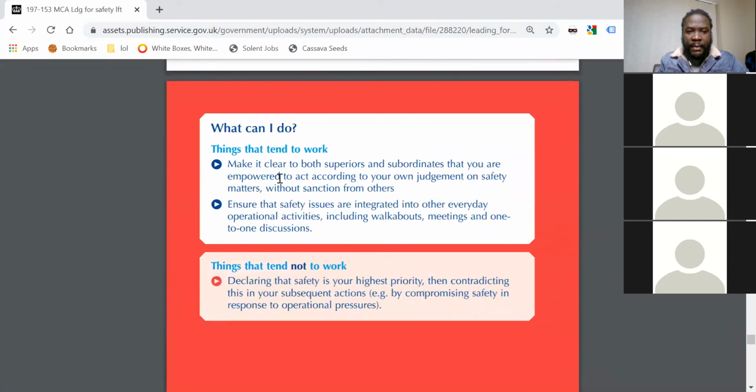So what to do? Make it clear to both superiors and subordinates that you are empowered. So what does this come in? Your ISM comes in: Master's Overriding Authority. Someone says if you use it once, you might not use it again. But again, in my experience, most companies that I have worked with actually appreciate it.